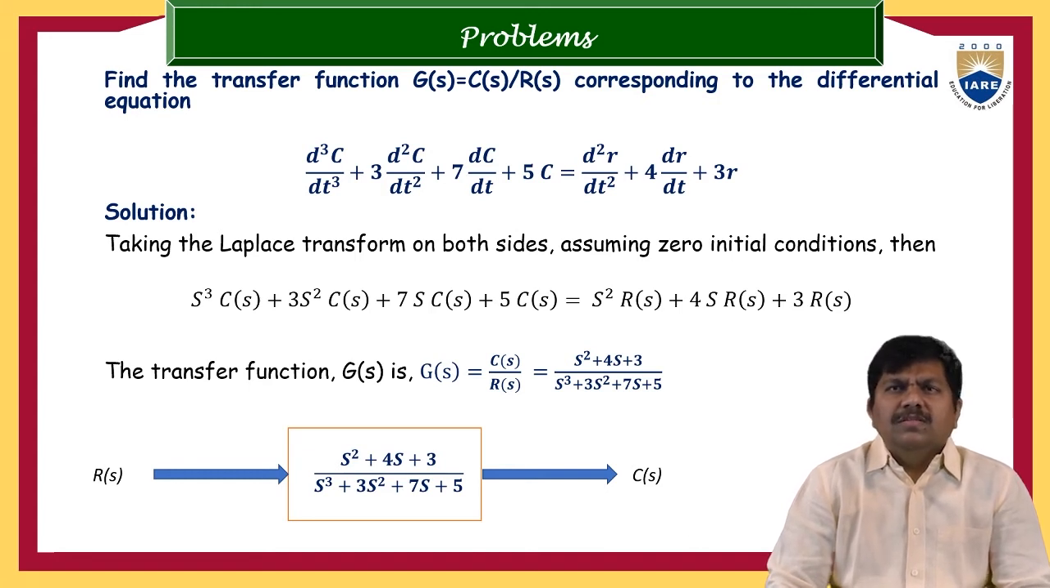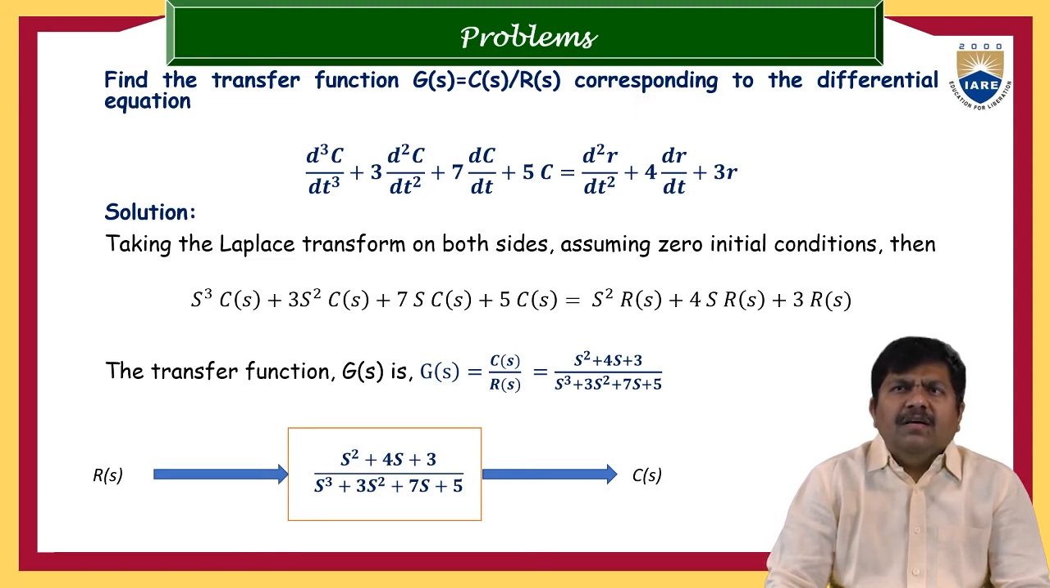So see, if you are applying the Laplace transform for the given problem, d³c/dt³ + 3d²c/dt² + 7dc/dt + 5c, for this left side if you apply the Laplace transform, the first term is s³C(s) plus 3s²C(s) plus 7sC(s) plus 5C(s), is equal to s²R(s) plus 4sR(s) plus 3R(s).